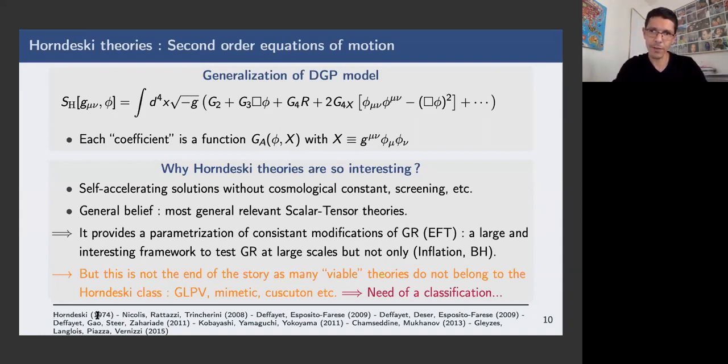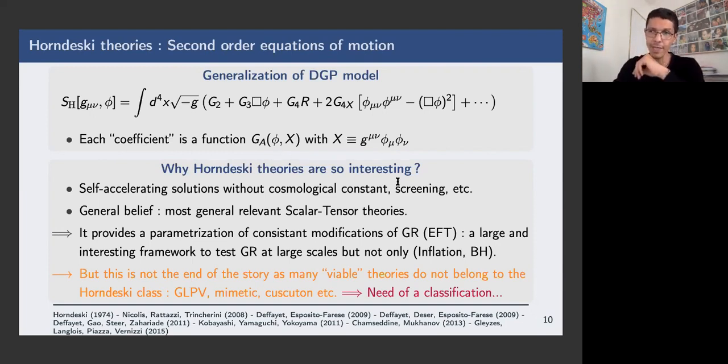So I've just put here all the references associated to this work. There were a lot of activities around the Horndeski theories and their application to cosmology. And I would like just to summarize a few things. So why are Horndeski theories so interesting? Because they provide self-accelerating solutions without cosmological constants. So we have a new scenario for the acceleration of the expansion of the universe.